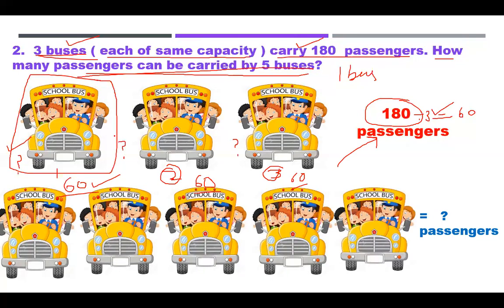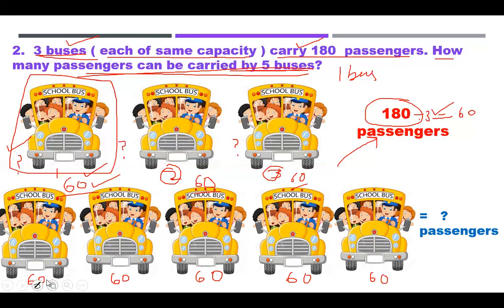Now we have got the solution for one bus. We know that in one bus 60 can sit. In the second bus 60 can sit. In the same way, in the third bus 60 can sit, because each has the same capacity. So it means that all 5 buses are carrying 60 passengers in each bus. So how will we find the number of passengers in 5 buses? In 5 buses we can add, or you can multiply 60, because they have the same capacity of passengers in one bus.